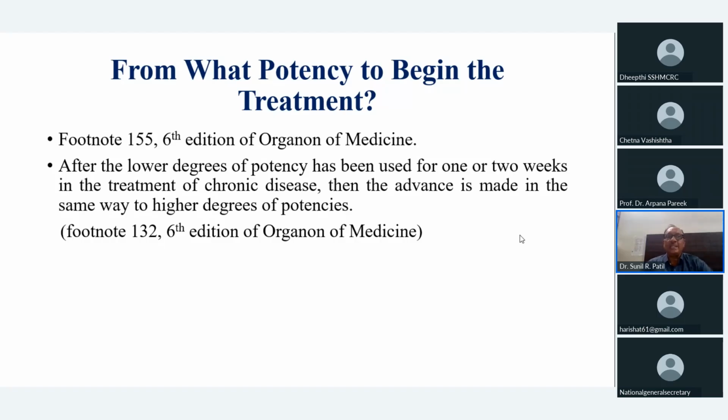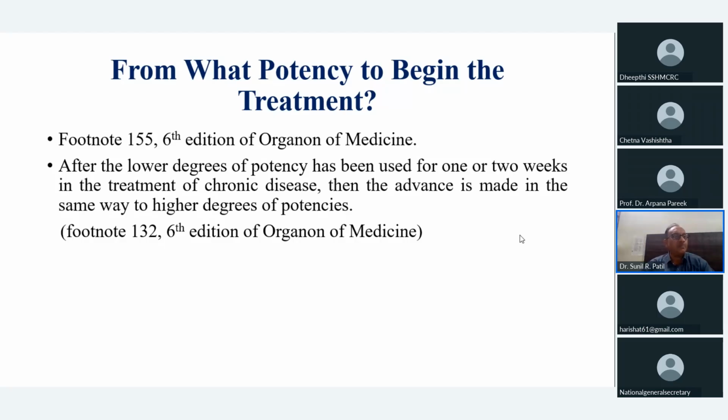From what potency to begin this treatment? Here is the footnote of 155, 6th edition of Organon of Medicine. Firstly, the lower degree of potency is used for 1 or 2 weeks in the treatment of chronic disease. Then, after that, the advice is made in the same way for a higher degree of potency, up to the 30 LM. These are put in the footnote of 132, 6th edition of the Organon of Medicine.